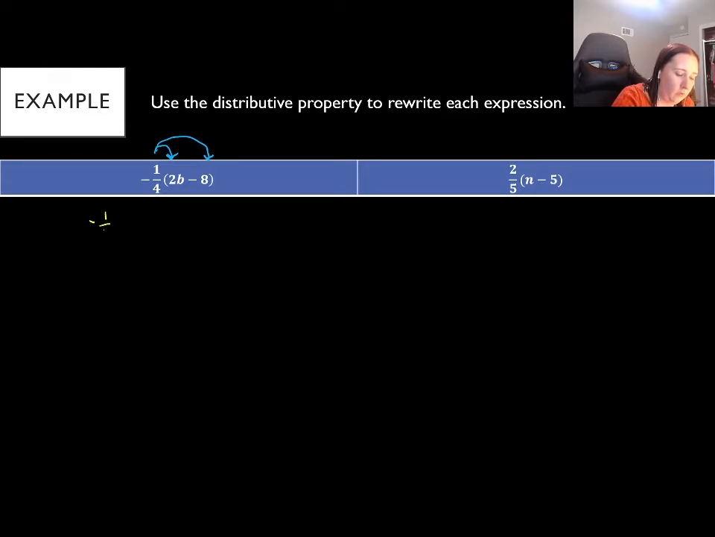So negative 1/4. And good practice, if you're going to be multiplying by a fraction, turn all of your whole numbers into fractions. So 2 becomes a fraction by 2/1. And then I've got this minus, I'm going to turn into add a negative like we talked about. And then 8, I'm going to write as 8/1.